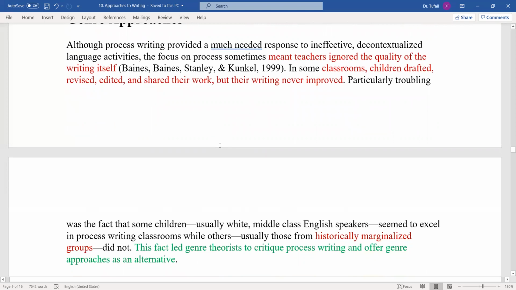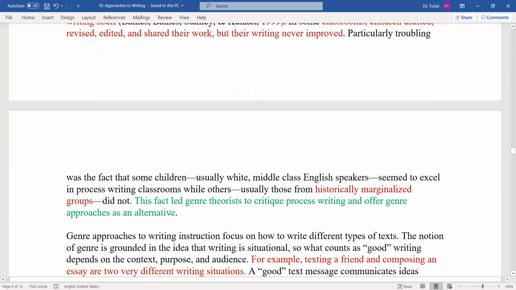It was not based on things which could give effective information to the learners. In some classrooms, the children drafted, revised, edited, and shared their work, but they couldn't improve. The reason was that some children, usually white, middle-class English speakers, seemed to excel. Here they say that students' background also mattered.